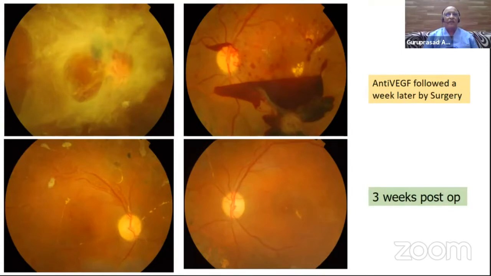Incidentally, the same patient, both the eyes being affected by proliferative diabetic retinopathy with extensive membranes in the right eye and subhyaloid hemorrhage in the left eye, although not affecting the macular region. He was lasered then in the left eye. In the right eye, he was given an anti-VEGF injection, followed a week later by surgery. And this is the picture post-operative, 3 weeks later.